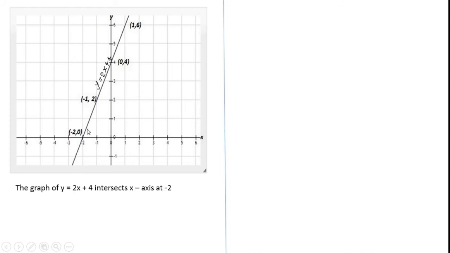In this graph, see this straight line intersects the x-axis at minus 2. See here, the graph of 2x plus 4 intersects the x-axis at minus 2. That means the zero of the polynomial is minus 2. The zero of the polynomial 2x plus 4 is minus 2.